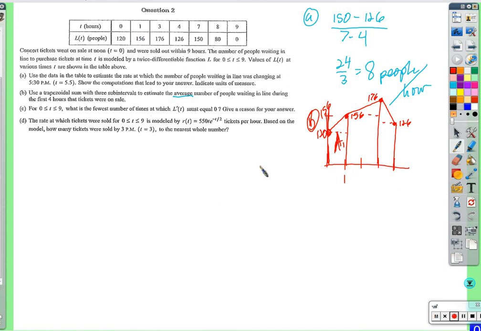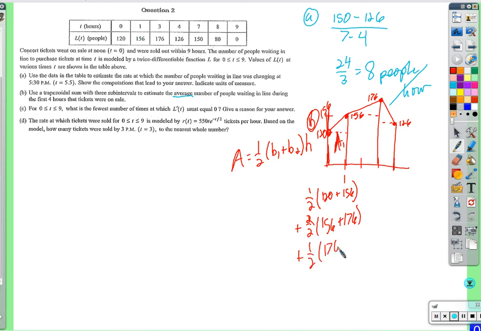So the area of a trapezoid, remember, is 1/2 times base 1 plus base 2 times h. The only thing is that our bases are actually vertical, and our height is horizontal. So the area of this one will be 1/2 times 120 plus 156 times, what's the height? One. So that's easy. Plus 1/2, then this height will be 2, so we'll just go ahead and put 2 there. Times 156 plus 176 plus one more, 1/2 times 176 plus 126 times the height of 1.